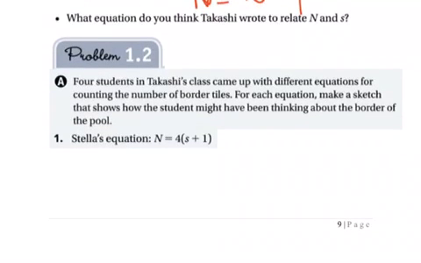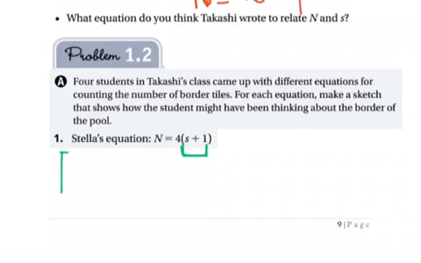There's 4 other students in his class. They each came up with different equations for counting the number of border tiles. Okay, so for each equation, you're going to sketch, just like Takashi did up here, what they are representing in their equation. The tricky thing about this is you need to remember that if it's in parentheses, it means a group. Okay, so we know from our warm-up that this is 4 groups of a side and a corner.